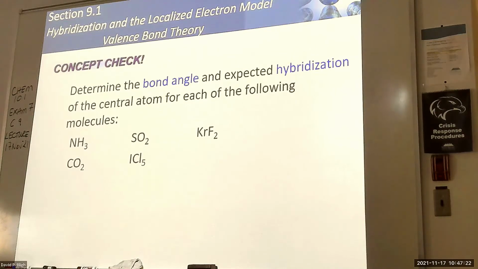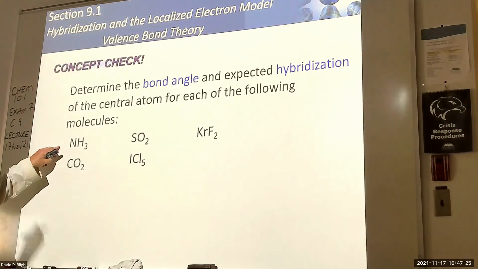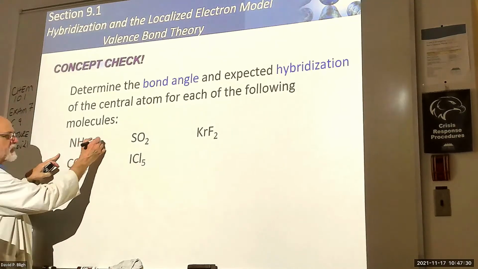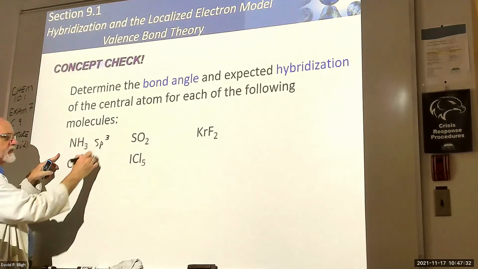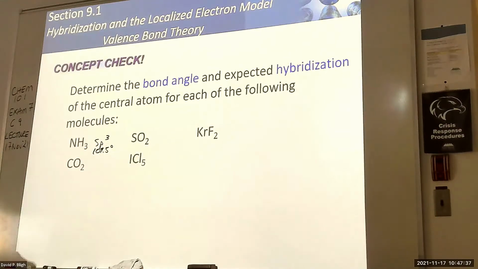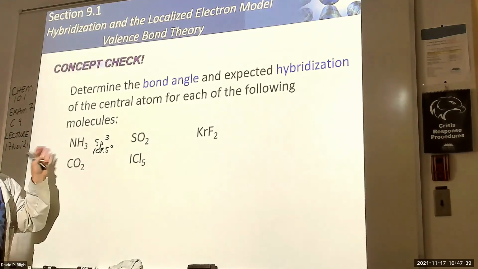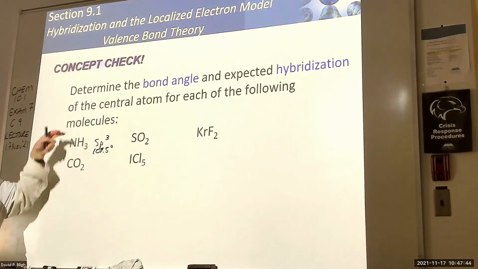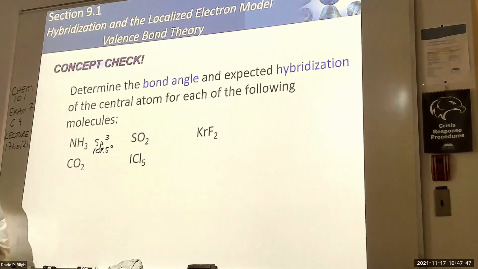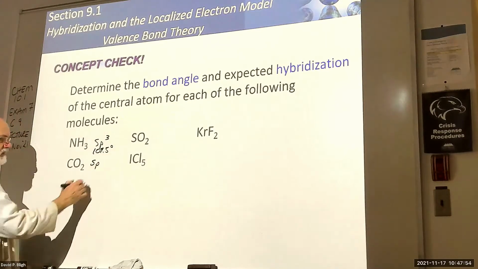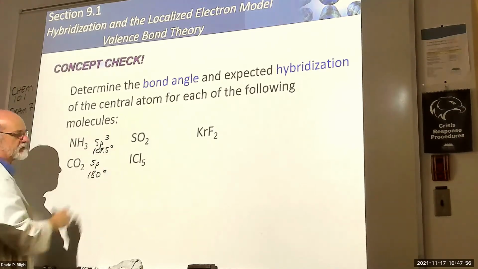Let's see. We did this one already. Bond angle and hybridization. This is sp3 hybridized. We know that one already, so it's 109.5. Well, ideally. But when you actually measure the bond angles, it's less than that. It's like 108 because of this lone pair putting pressure on the others. CO2, we know that one is sp hybridized, 180 degrees.